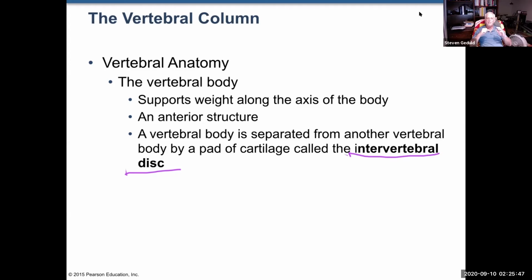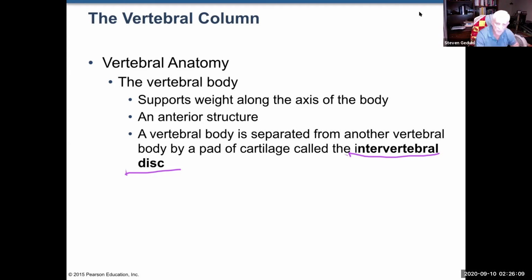Vertebral bodies are separated by a pad of cartilage called an intervertebral disc. It's just a pad of cartilage. So here's your bone, in between that bone, there's cartilage. Cartilage allows some compression, like when you jump, when you run, so you don't compress bone on bone. If you have a herniated disc, that cartilage is damaged or destroyed, and now you have bone on bone compression. That hurts. That's what causes pain.